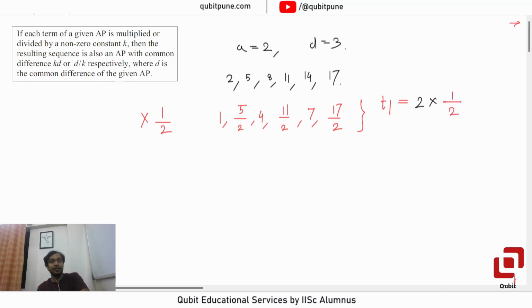Now the common difference. You see what is the common difference here? 5 by 2 minus 1, that is 3 by 2. 4 minus 5 by 2 is also 3 by 2. But what is this 3 by 2? Here, the 3 is already there and it has got multiplied by 1 upon 2. It's another thing that you should know about AP.